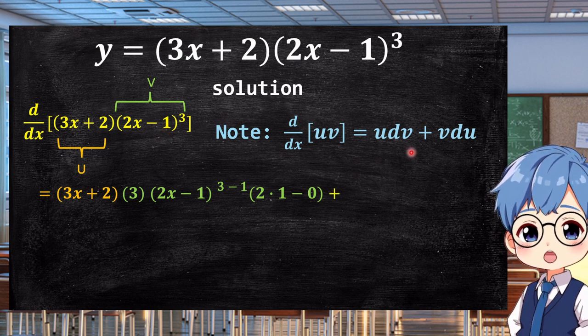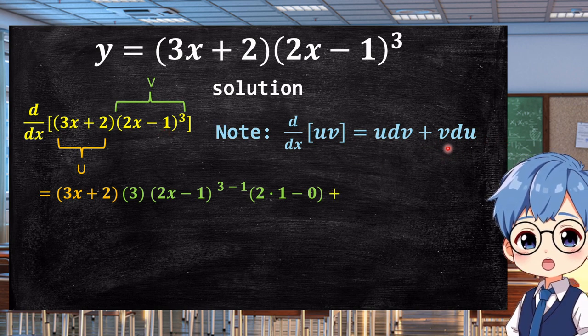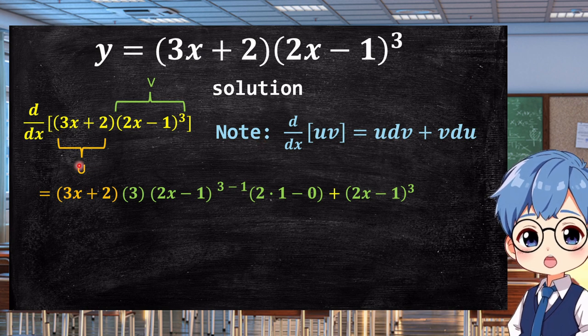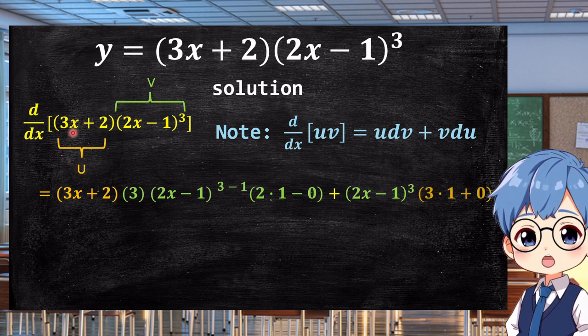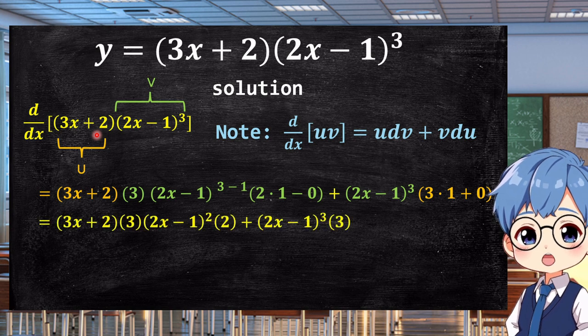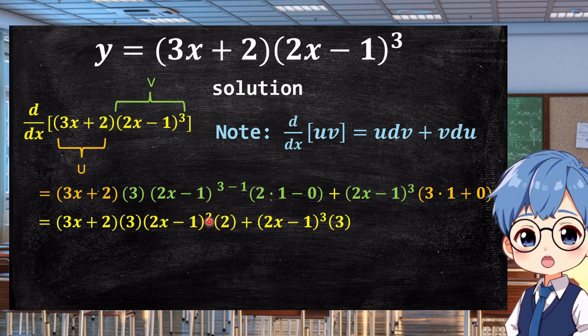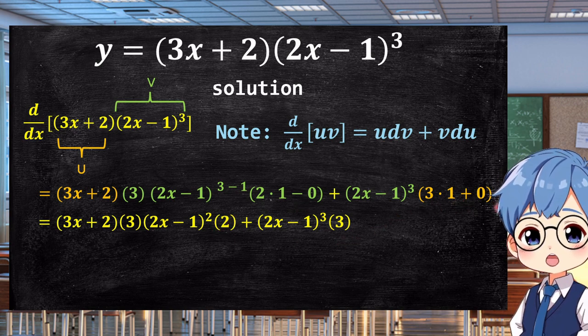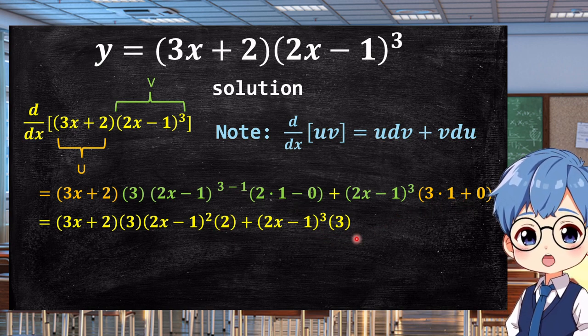And then in the next part, plus v du, so v is 2x minus 1 quantity cubed, and then the derivative of u, so the derivative of 3x is just 3 times 1 plus the derivative of 2 is 0. So we can simplify further. Okay, so here our exponent is now 2 on 2x minus 1, and then 2 times 1 minus 0 is 2, and here in 3 times 1 plus 0 we have simply 3.